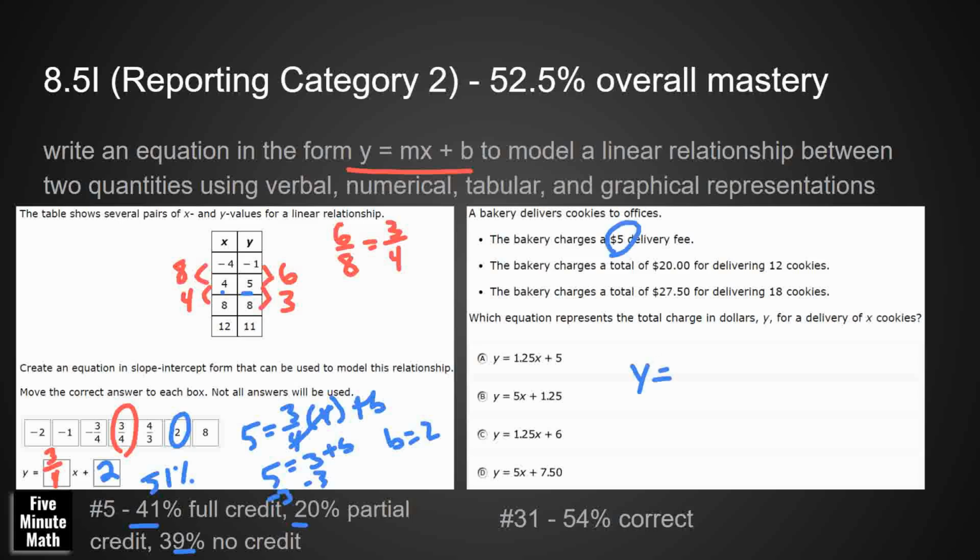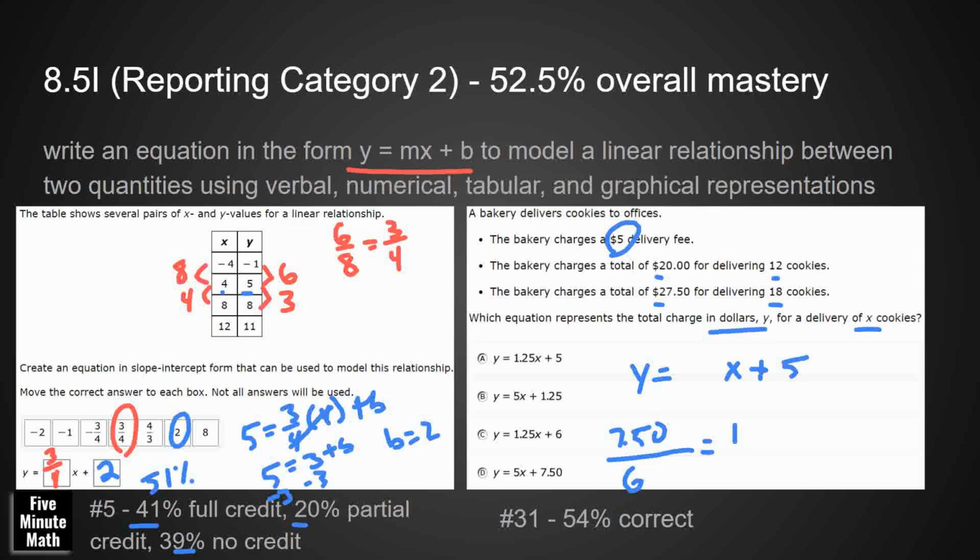So y equals, that 5 is just a flat fee, so that's not going to be the rate of change. Now, we have to recognize this as a rate of change, okay? So y is dollars, okay? So what's my change in dollars? My change in dollars is $7.50. That's the difference there, over my x cookies, 18 minus 12 is 6. So then I just need to figure out what is 7.50 divided by 6.